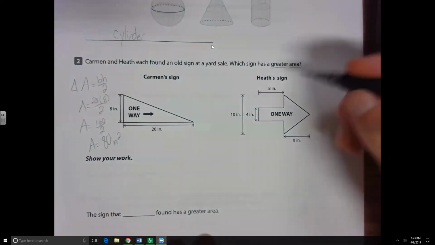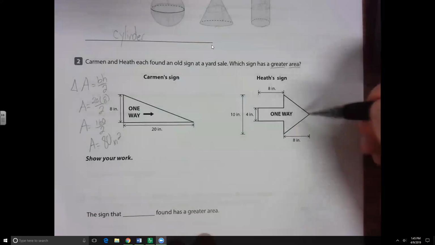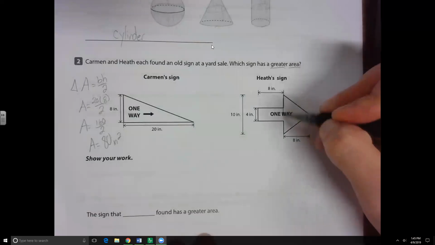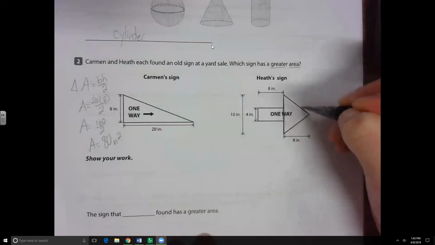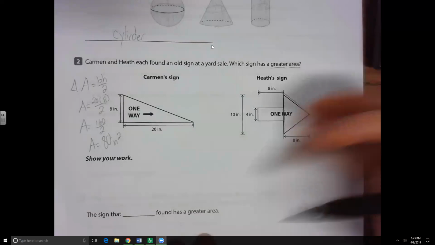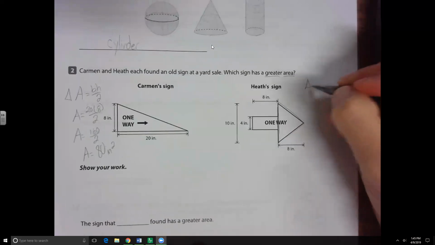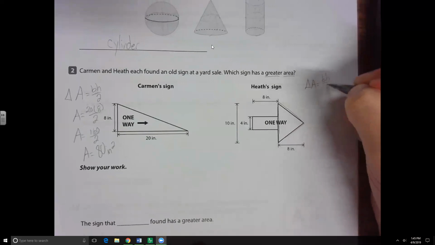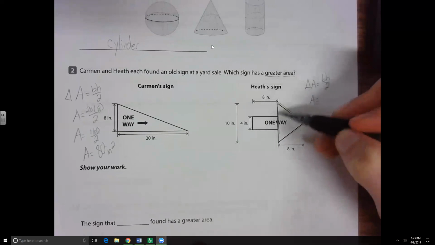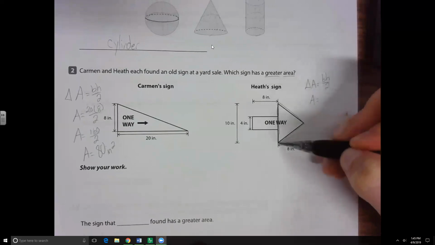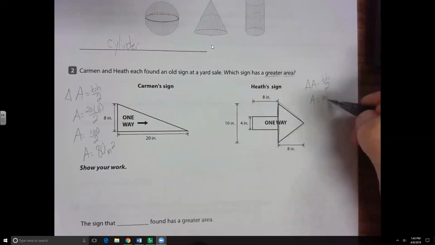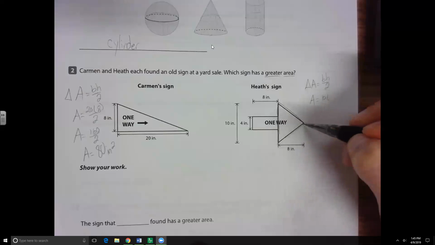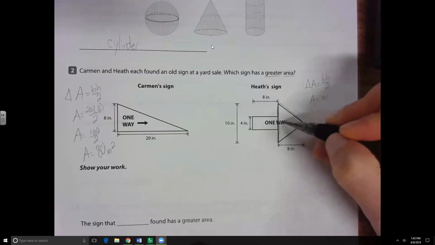For heat sine, this is a complex shape here. So I'm going to divide it into two different shapes. If I extend this line down, then I get a triangle and a rectangle. So to find the area of my triangle, I'm going to do base times height divided by 2 again. The base of my triangle is a flat side. So this flat side here from top to bottom measures 10 inches, and that comes from here. The height is the vertical distance, okay, from the top down.